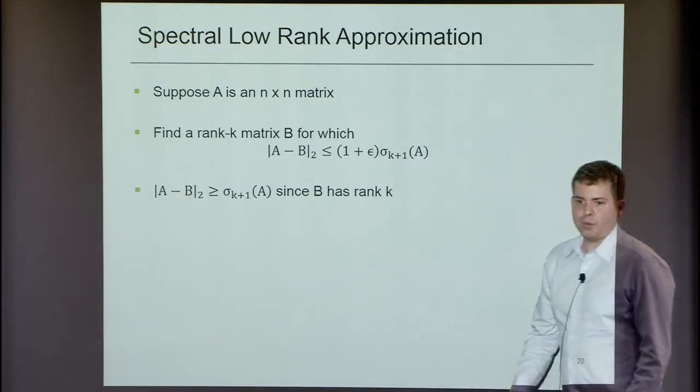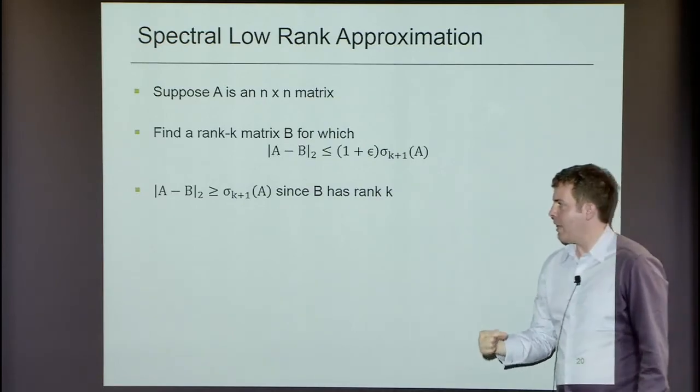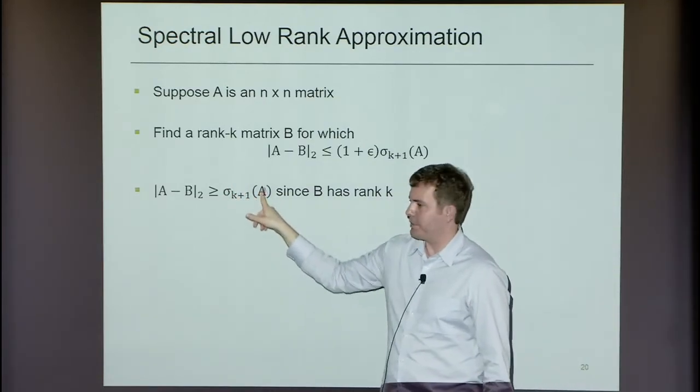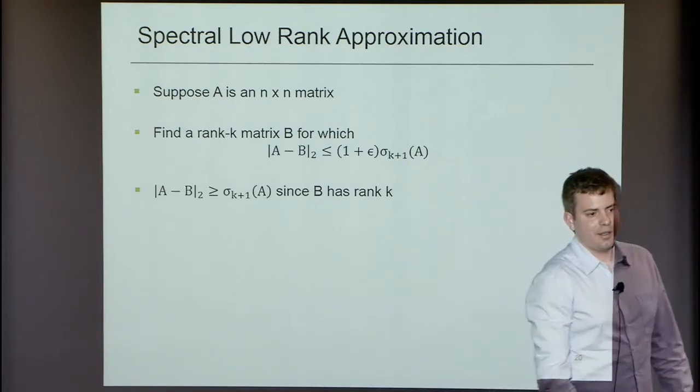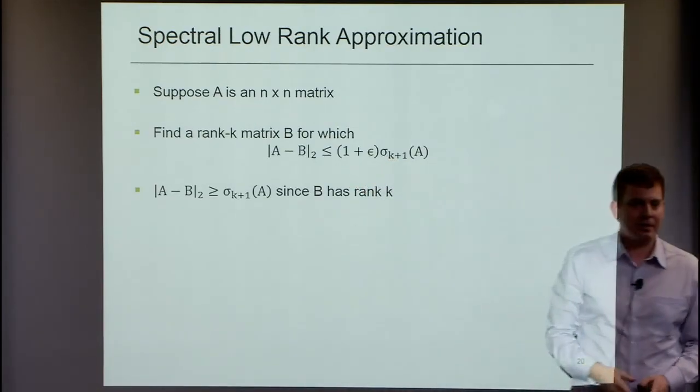I'm approximating A by a rank k matrix B. The best thing to do would be to choose B to align with the top k singular values of A, and then I would get error, which is the (k+1)st singular value of A. And now I'm relaxing that problem and asking you for a 1 plus epsilon approximation.